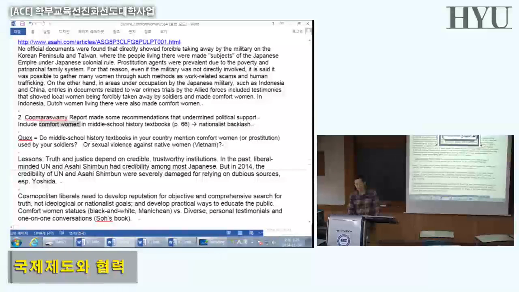One of the recommendations was to discuss comfort women in the history textbooks for middle and high schools. Okay? But this caused a huge nationalist backlash. Why would discussing comfort women in history textbooks make nationalists very angry? Well, the idea is that if I'm a nationalist, okay, Japanese nationalists, this made many nationalists in Japan very angry. Why? If you're a Japanese nationalist, why would you be angry if the United Nations asks you to discuss comfort women in the history textbooks?